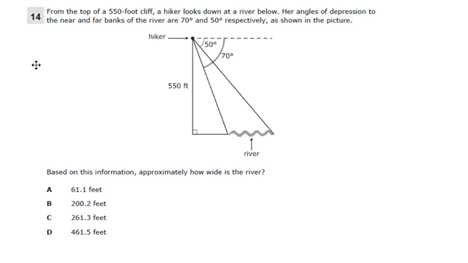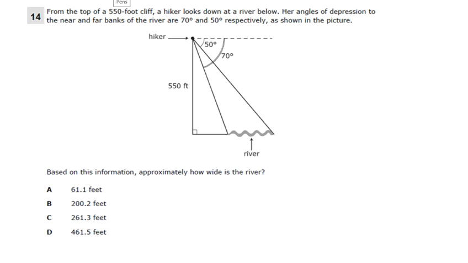From the top of a 550-foot cliff, a hiker looks down at a river below. Her angles of depression to the near and far banks of the river are 70 degrees and 50 degrees respectively, as shown in the picture. And here you have the picture.